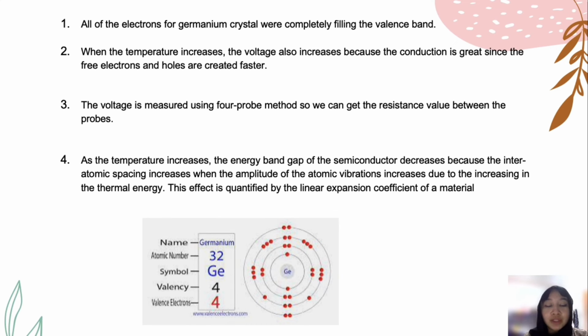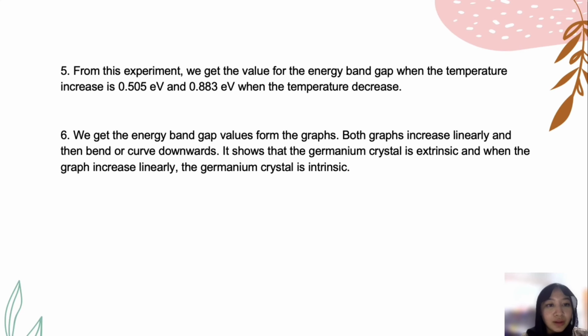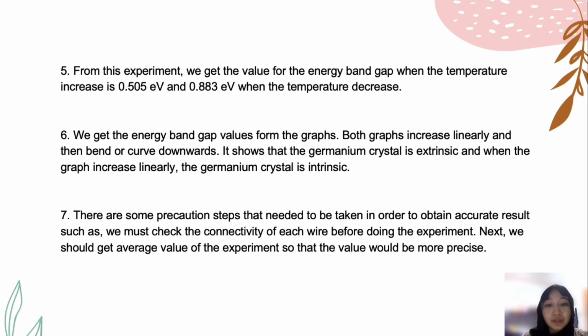As the temperature increases, the energy band gap of a semiconductor decreases because the interatomic spacing increases when the amplitude of atomic vibrations increases due to the increase in thermal energy, and this effect is quantified by the linear expansion coefficient of a material. Number 6 I already explained on the graph. The graph increases linearly and bends downward because the germanium crystal is extrinsic at the curve region, since the temperature is low, and when it increases linearly, the germanium crystal is intrinsic.